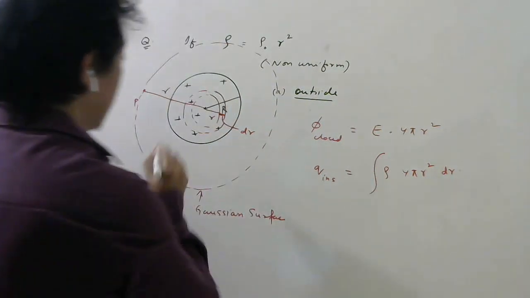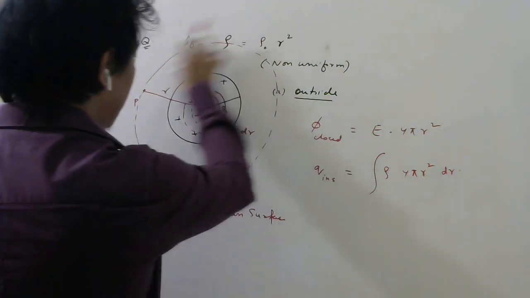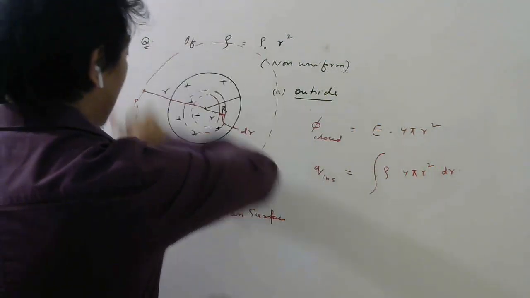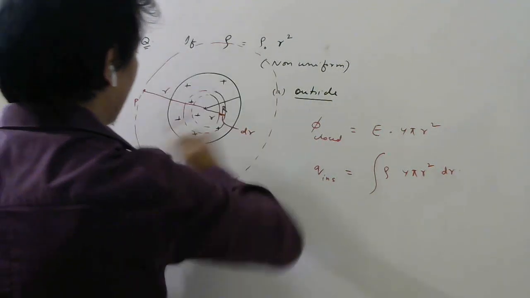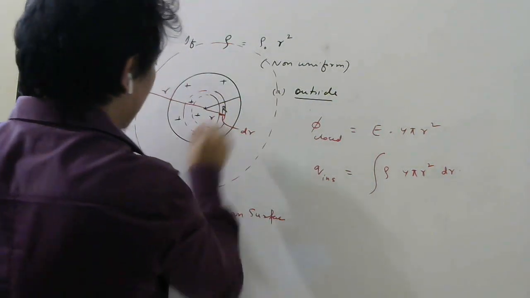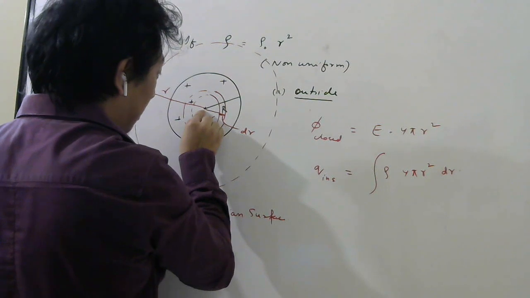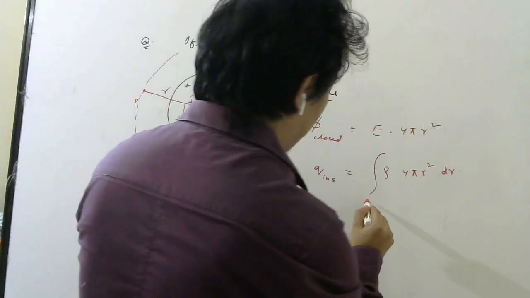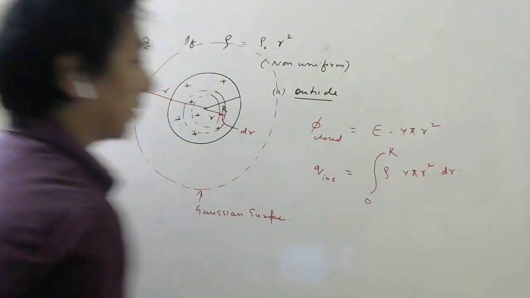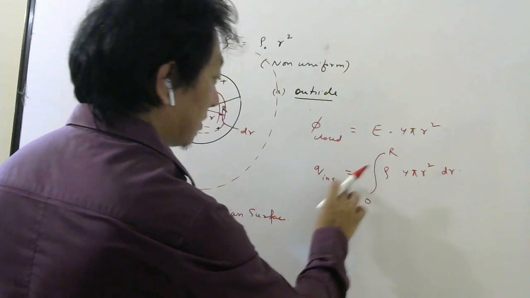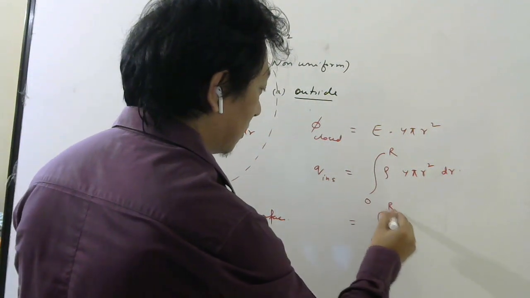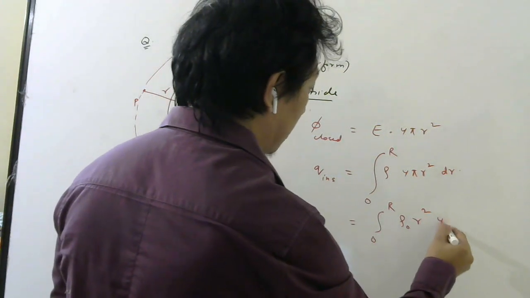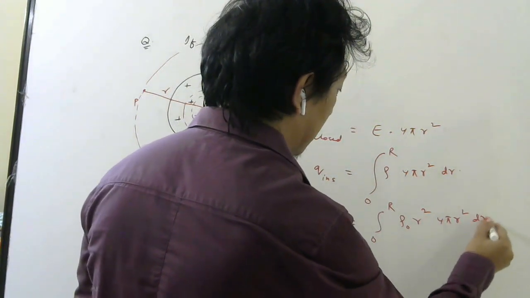And then I have to integrate, because I want the total charge inside this Gaussian surface. So the total charge inside this Gaussian surface will be this charge. So I have to add these charges starting from here till I reach here. And when I reach here, what will be my small r? Capital R. So from 0 to capital R. Now you cannot take the density outside because it is given as a function. What is the function they have given? Density is rho naught r square, times 4 pi r square dr.